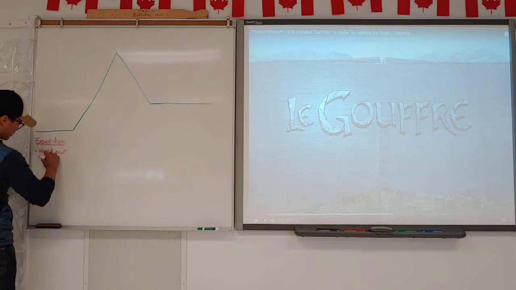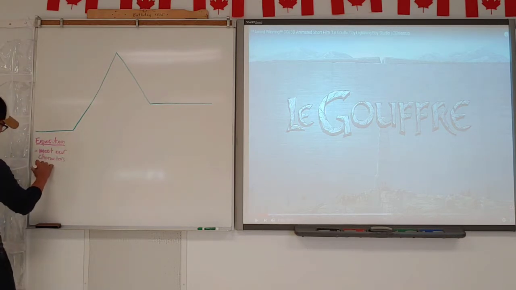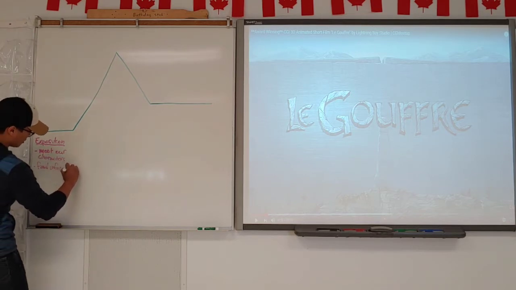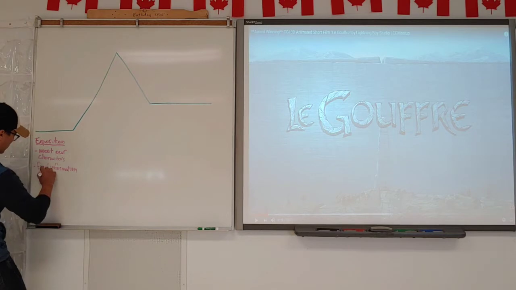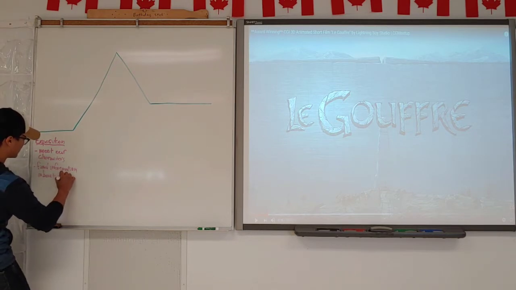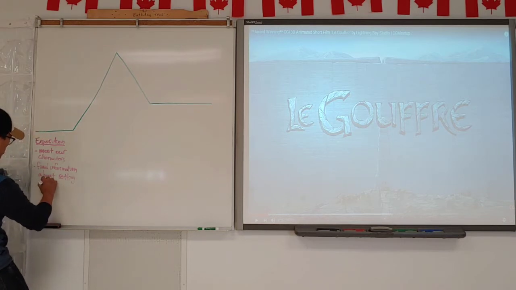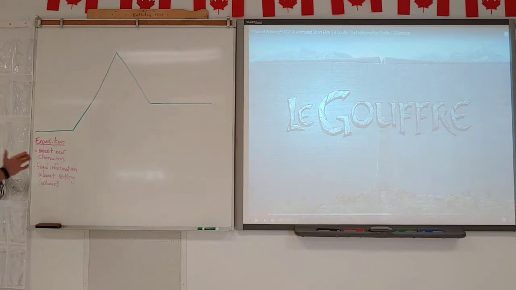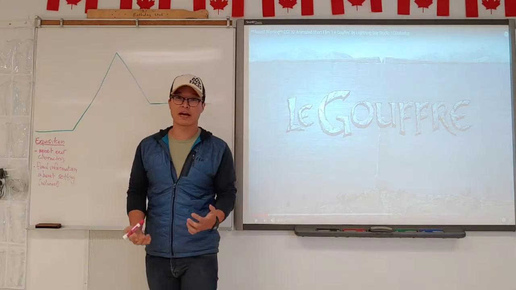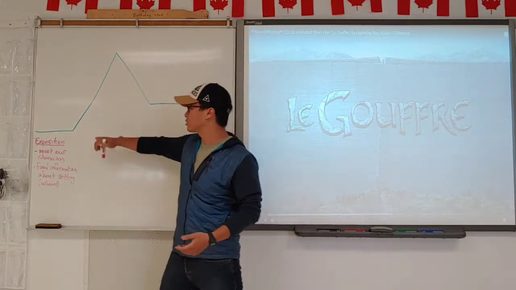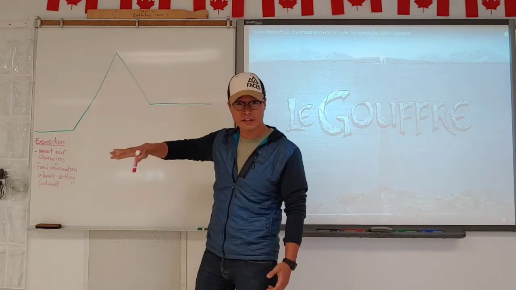our characters, find information about the setting. So, where we are. So this is the exposition. There's not a lot happening at this point in terms of conflict or drama. So that's why it's depicted by this flat line.